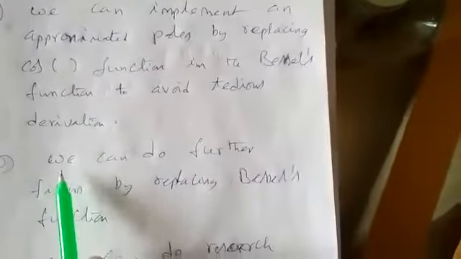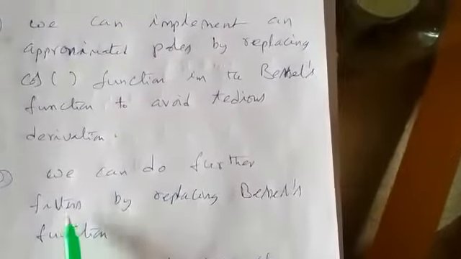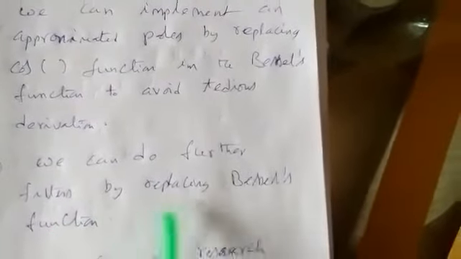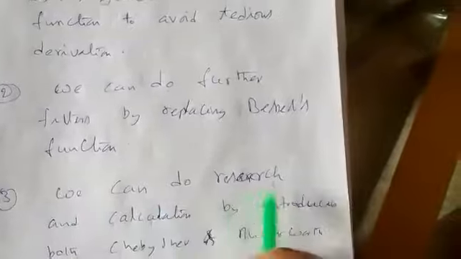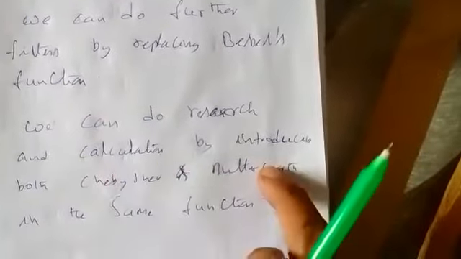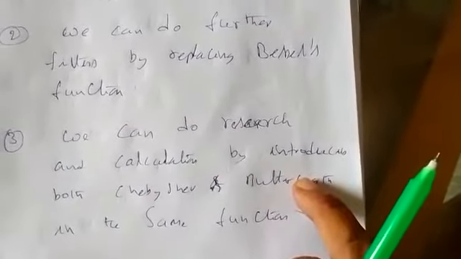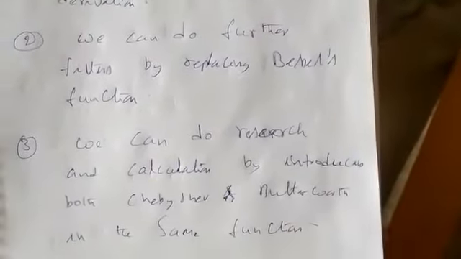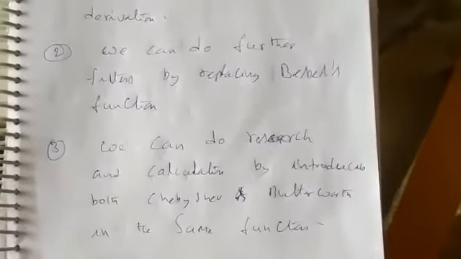Similarly, the second point: we can do further filters by replacing the Bessel function. In the denominator, the Bessel function can be replaced by some other function, giving different pole numbers, and then we can do further research. Next, the third point: we can do research and calculate by introducing both Chebyshev and Butterworth in the same function. In the denominator we can include both the Chebyshev and the Butterworth functions, so that it leads to a hybrid function. This is how we can do more research, and we can implement a larger number of further filters.